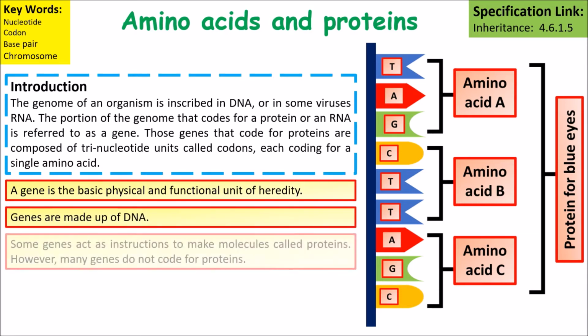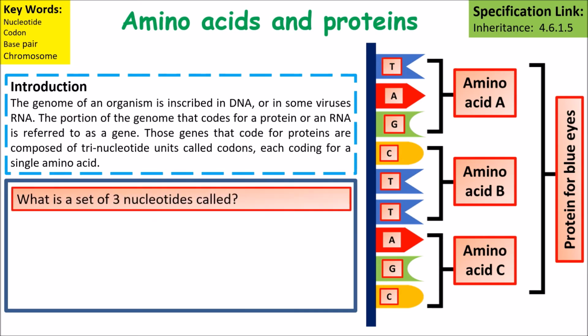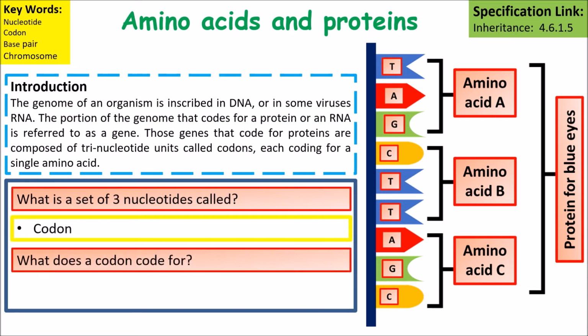Genes are made up of DNA. Some genes act as instructions to make molecules called proteins. However, other genes act on the DNA in other ways. And if a gene becomes damaged or mutated, it can stop the cell from working properly. So, just to recap, a set of 3 nucleotides is called a codon, and a codon codes for a particular amino acid.